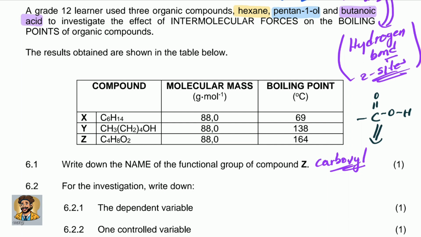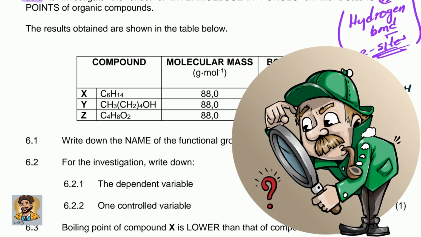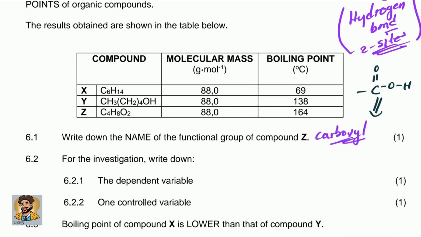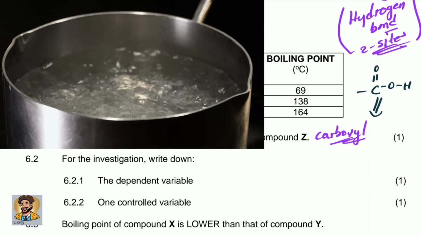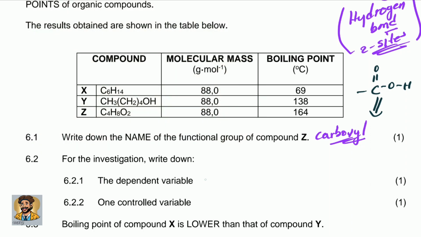Okay, so moving on, question 6.2 says for this investigation, write down the dependent variable. What is going to depend? What we change? We change the compound. We change the strength of the intermolecular forces by changing the homologous series. Now what depends on that one? Boiling point. So the dependent variable will be the boiling point.